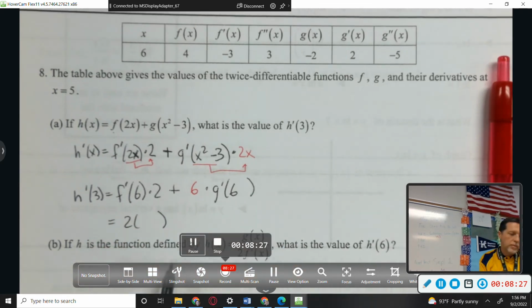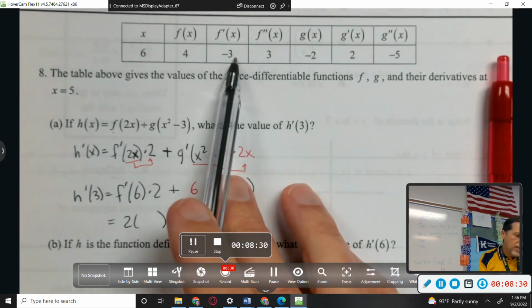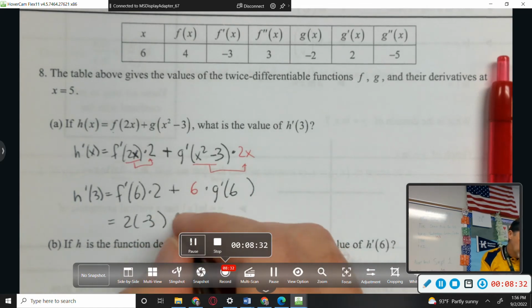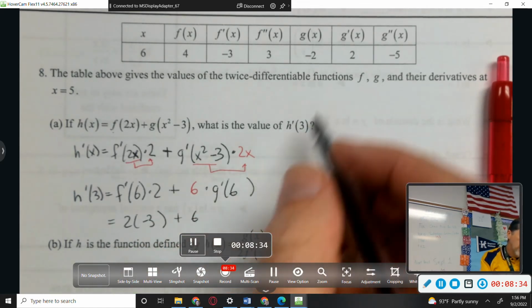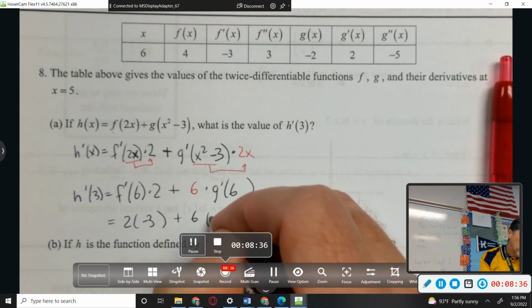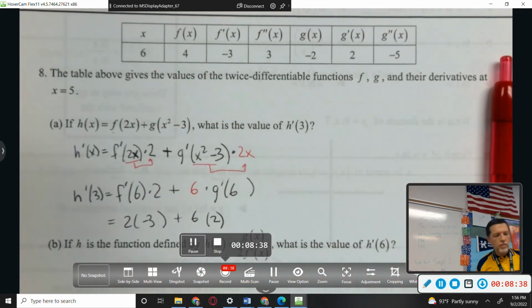So now I'm to the table. F prime of 6 is negative 3. G prime of 6 is 2. And safe stop, done. Don't want to mess up the algebra from there. Not that that would be a tricky one, but we don't want to mess it up.